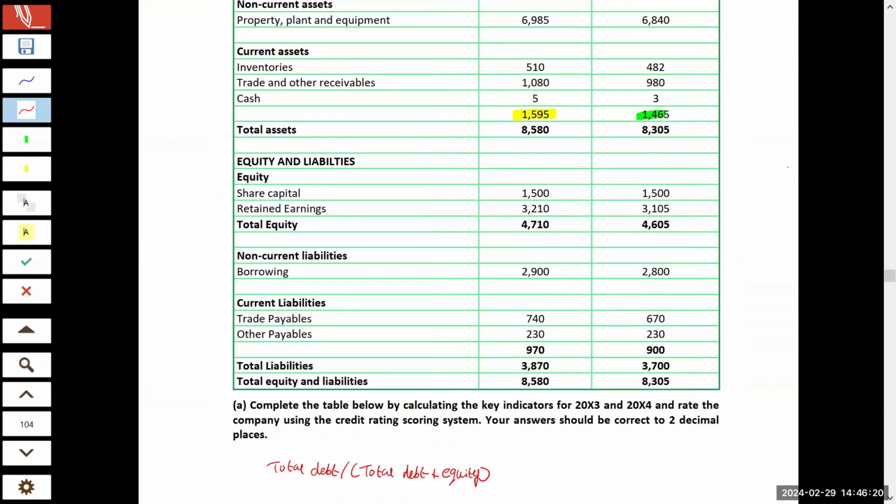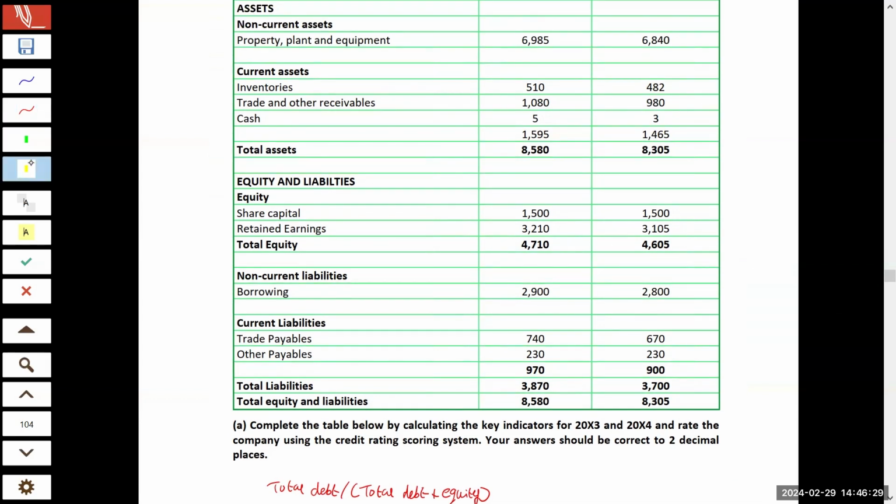So again, I'm going to go to my statement of financial position and try and find this information. First of all, where is the total debt? Well, the total debt is the amount that I borrow. So the total debt in terms of borrowing is £2,900. That is going to be divided by a figure that is my total debt plus equity. Now, again, I've already found the debt figure because it's there. So all I need to do now is also find the total equity figure. And that's it.